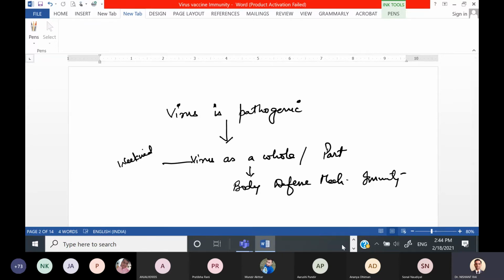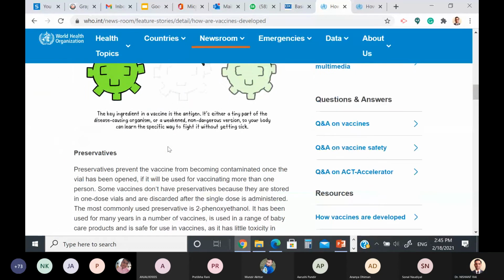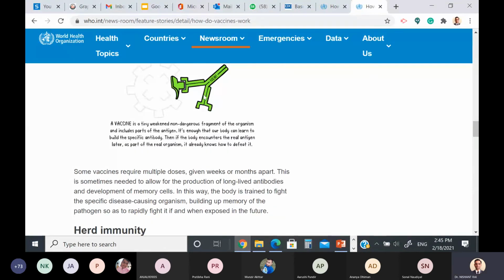So if you see the WHO site, you will find the definition of a vaccine. It is from the WHO site. In very simple language, a vaccine is a tiny, weakened, non-dangerous fragment of the organism. It is part of the organism, which includes the part of the antigen, right? So it has some part, which we call an antigen, a foreign substance, which has an ability to induce the body immune response.